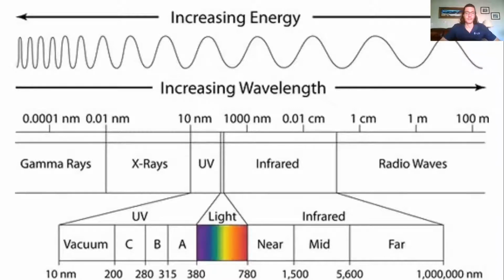And then to the left of light, we see UV, which stands for ultraviolet radiation. And this is another form of radiation that has some impacts on us as people and on ectotherms as well. And we're going to talk about some of those impacts that are not so fun, but we'll get to that a little bit later.